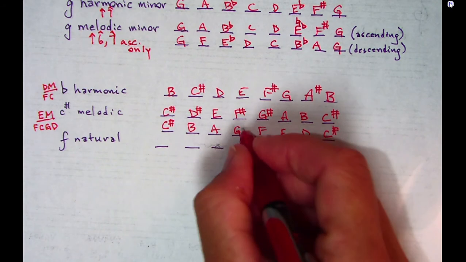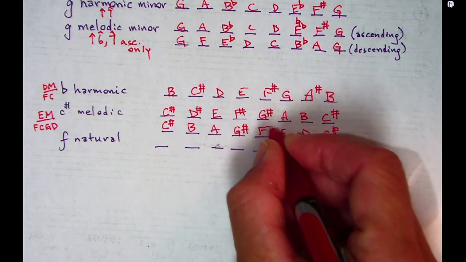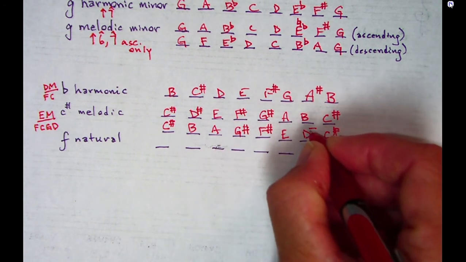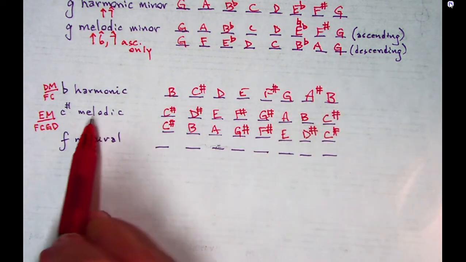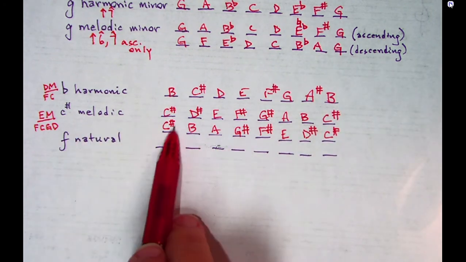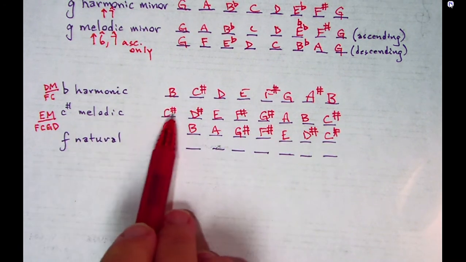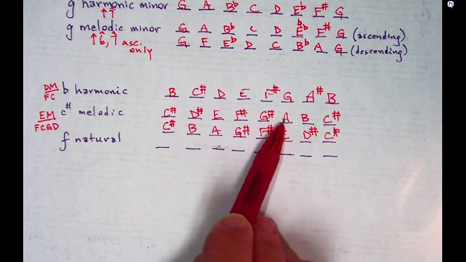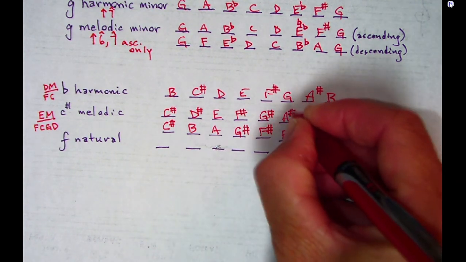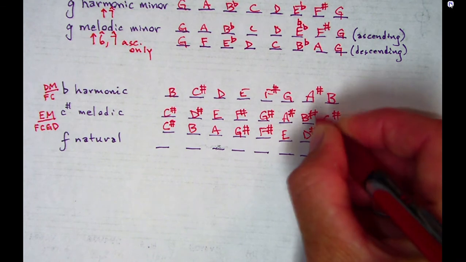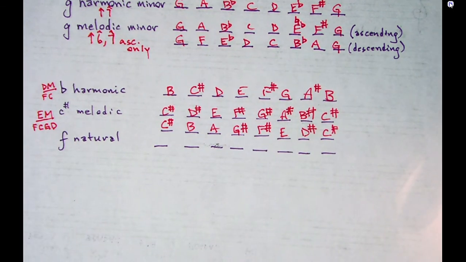So every F, C, G, and D have been sharped both ways. Now, melodic version, again, coming down, it's just like the natural version, so I'm done. But ascending, I'm going to raise the 6th and the 7th scale degree. 1, 2, 3, 4, 5, 6, 7. And leave the descending in the natural form.